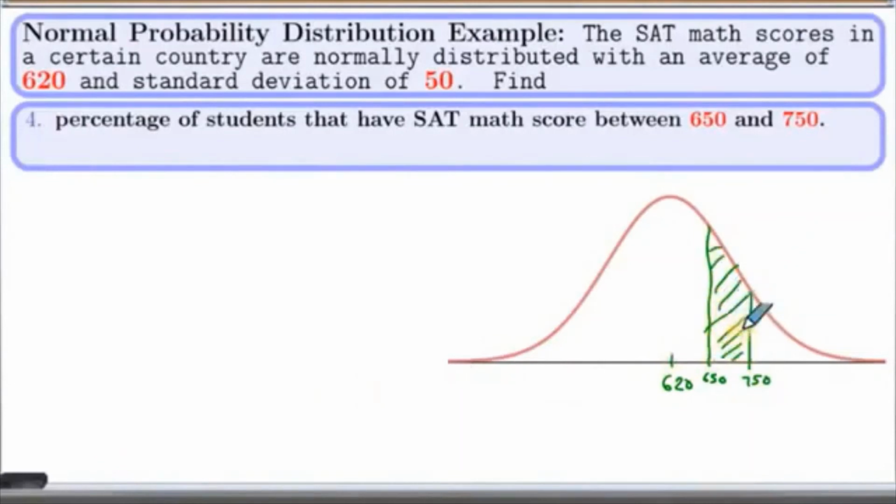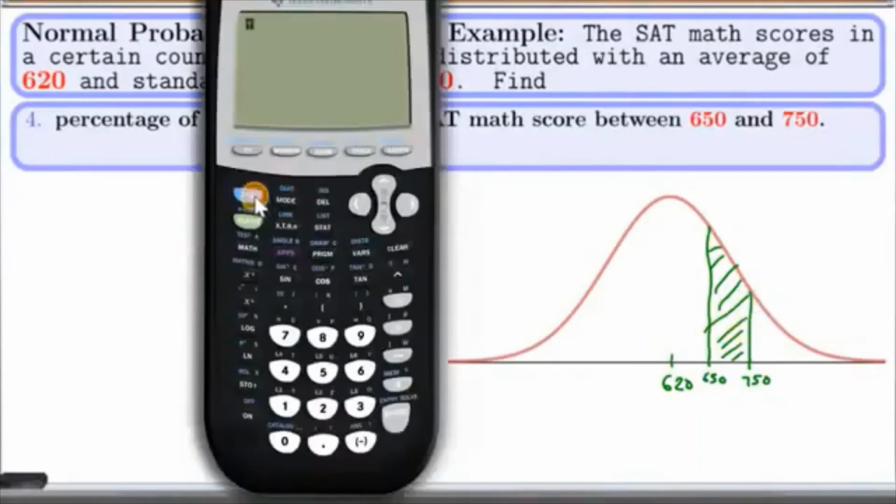To find this area in the calculator, let me pull up my calculator first. Go to second, distribution, then we'll be using the normal CDF function. For your lower value, looking at this diagram, we know the lower value is 650 and our upper value is 750, and our mean is 620. Our standard deviation is 50. Then hit enter and enter. Okay. We have this number here for the area between 650 and 750.